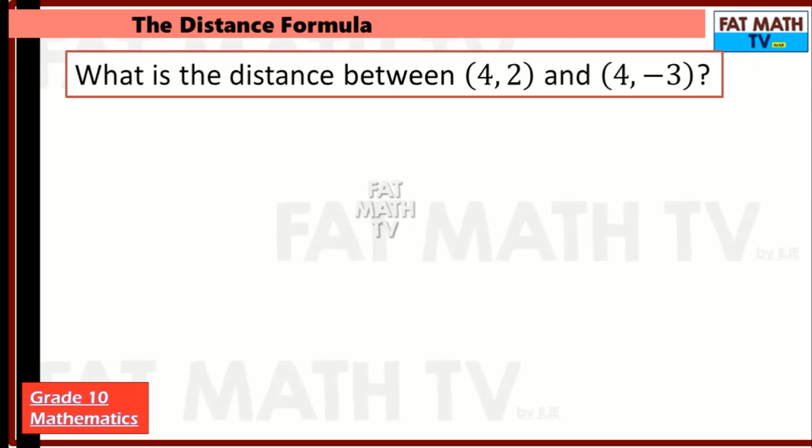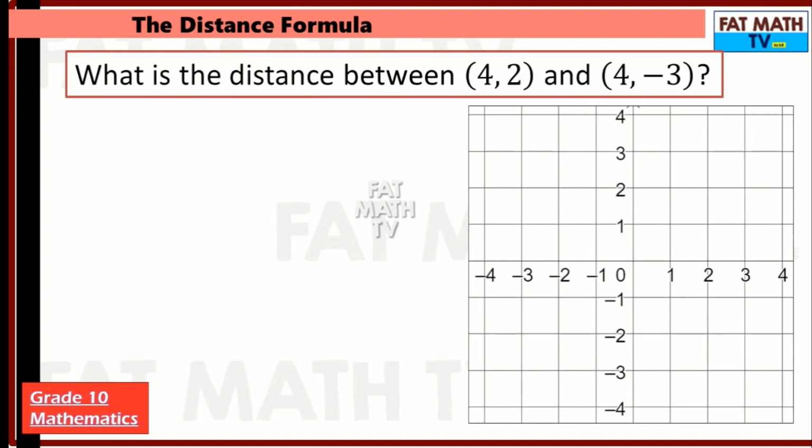What is the distance between the points (4, 2) and (4, -3)? If we locate these two points on the Cartesian plane, they are this and this. So (4, 2) is in the first quadrant and (4, -3) is in the fourth quadrant. So how far are they from each other?